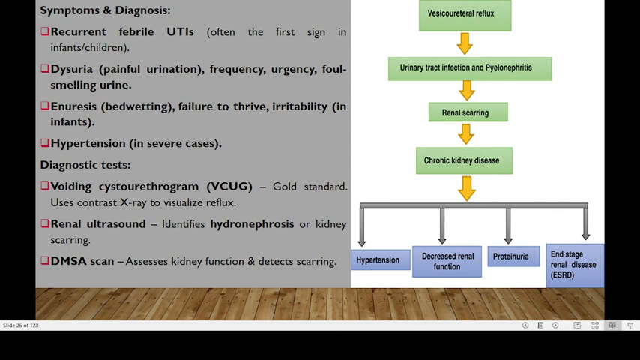Recurrent febrile UTIs will often be the first sign in children and infants with vesicoureteral reflux disease. There will also be dysuria, that is painful urination, frequency, urgency, and foul-smelling urine. The child could also experience enuresis. Enuresis is bedwetting. Remember, this is one of the disorders that we shall be looking at towards the end of this presentation. Also failure to thrive, irritability in infants, and hypertension in some severe cases.